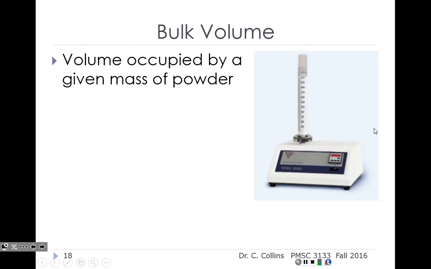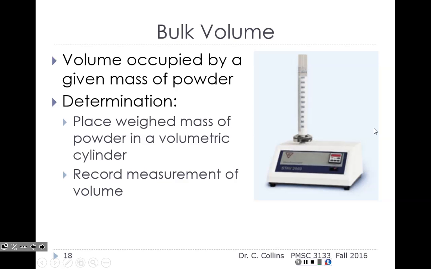Bulk volume, volume occupied by a given mass of powder, probably before processing, but we'd also measure the formulation after it's processed. To determine it, you would take a device, something like this. It's a tap density tester. This is a graduated cylinder. You would fill it with the powder as it would come as a raw material, or after you've processed it, or whatever the source of it.